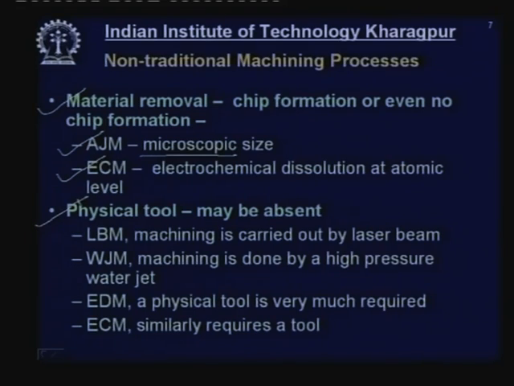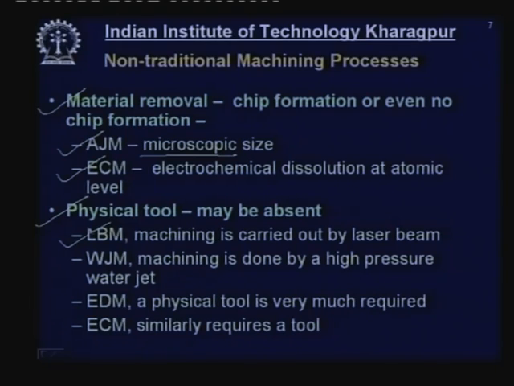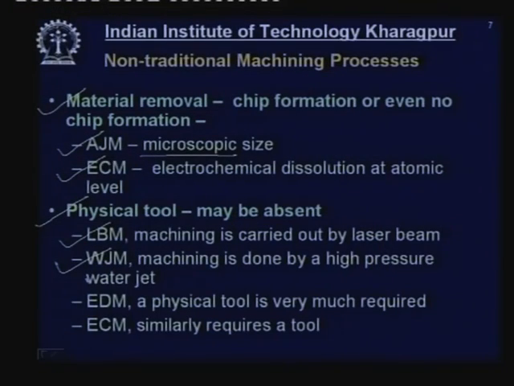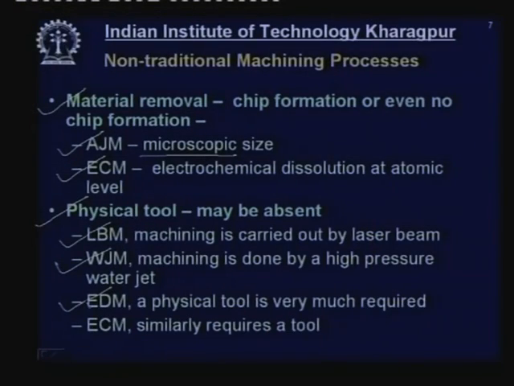Next comes the question of the physical tool. In conventional machining processes, I require a physical tool and it has to be harder than the workpiece, but in non-traditional machining processes, a physical tool may as well be totally absent. For example, in laser beam machining, we are machining with the thermal energy source of a laser beam. There is absolutely no physical tool there. In the water jet machining process, machining is carried out by a high pressure water jet. So, it is a flexible tool, not a rigid physical tool. In electro discharge machining, however, there is a physical tool requirement. So, a physical tool may be absent, though not necessarily always absent. Similarly, in electrochemical machining as well, you require a physical tool.